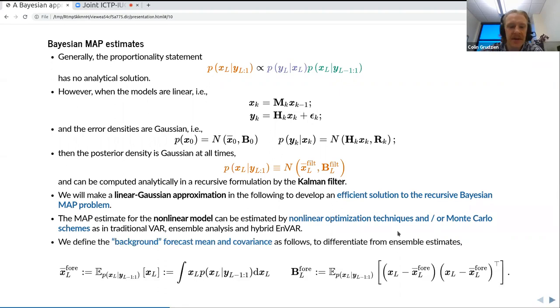Just a note, because we're going to pass a little bit back and forth between ensemble estimates, or sample-based estimates, and the background, which is more the theoretical quantity we're referring to in these particular equations. To describe this background mean and covariance, we define them to differentiate from our ensemble estimates: this being the expected value with respect to the forecast density, and this being the expected value in the outer product sense, giving the theoretical covariance.